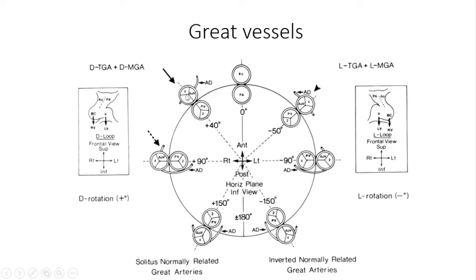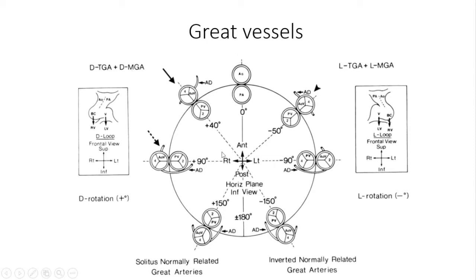If aorta is to the right and anterior, it makes it a D transposition, and to the left and anterior, it makes it a L transposition. If great arteries arise from the same ventricle, it is called malposition rather than transposition.